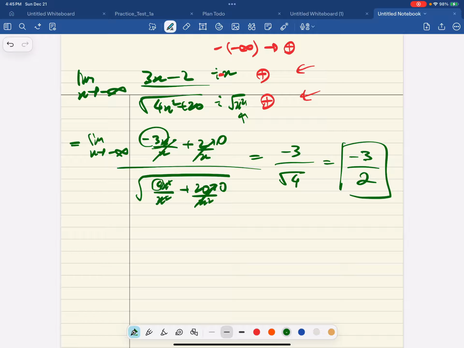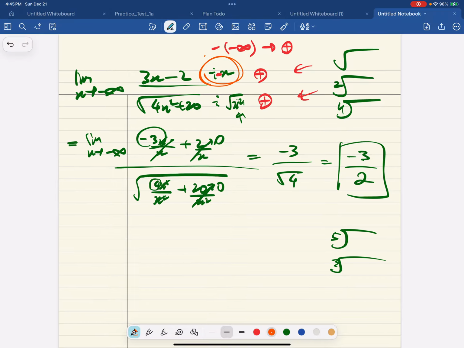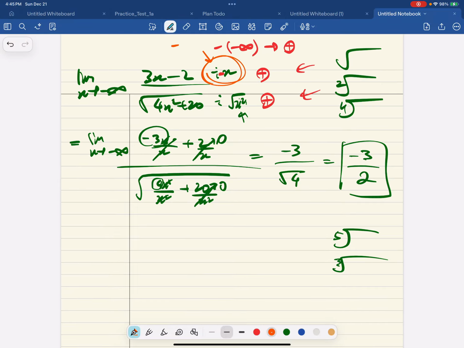And that matters because these roots were even. But if it wasn't even, like the 6 I keep writing, but a 5 or a 3, you do not need to care about these signs over here. You do not need to turn any of this x into a negative x.